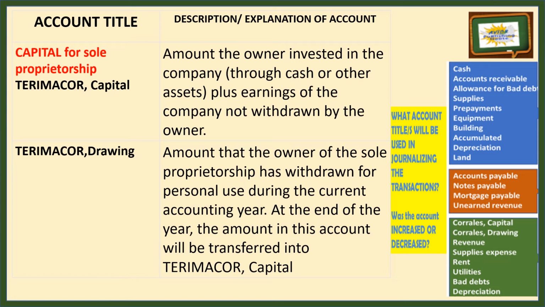So, for capital account, it depends on the form of business organization. For sole proprietorship, we have the capital and drawing as part of the capital accounts. So, for example, Tarima Core is the owner of the business, then Tarima Core Capital will be the account title to be used for investment in the business. Now, Tarima Core Drawing will be used as an account for the withdrawal of cash from the business by the owner.